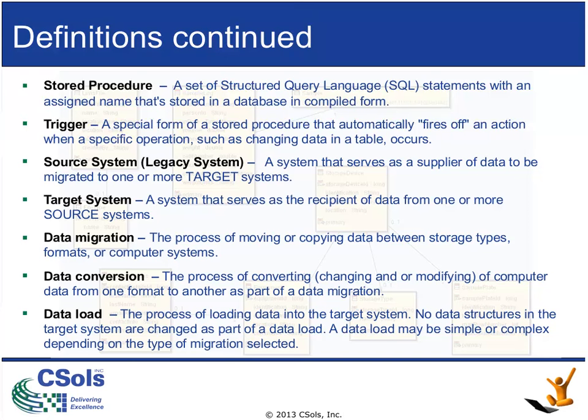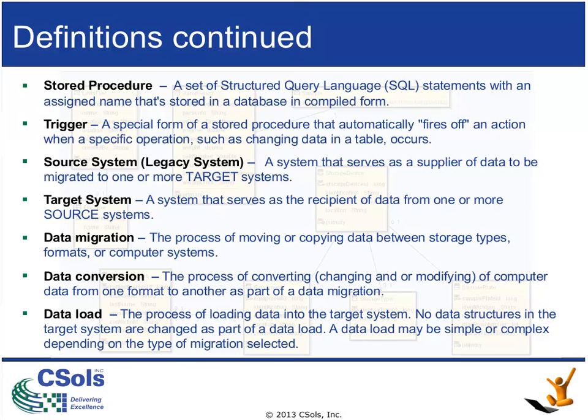Now, a couple of very simple definitions. Source system, also known as the legacy system, is the system that is the source of the data that we want to migrate. The target system is the system the data is migrated to. Pretty straightforward definitions, those.